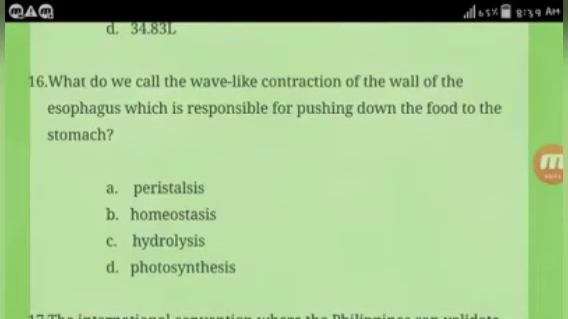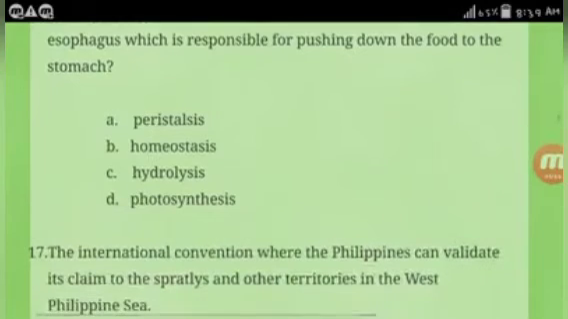Next one, what do we call the wave-like contraction? This is what I told you earlier. There is a question related to this. What do we call the wave-like contraction of the wall of the esophagus, which is responsible for pushing down the food to the stomach? It's peristalsis, letter A. Homeostasis, this is the maintenance of the internal environment of our body.